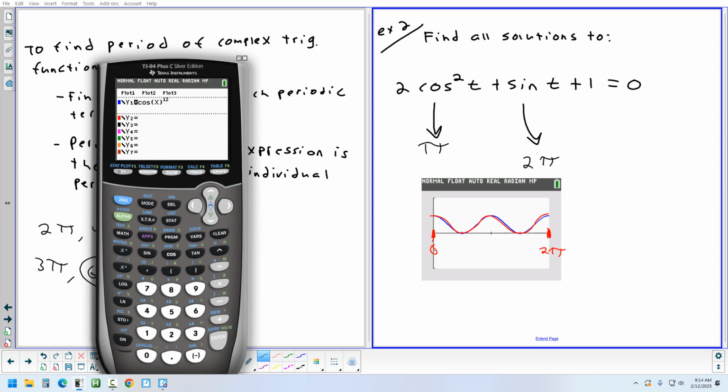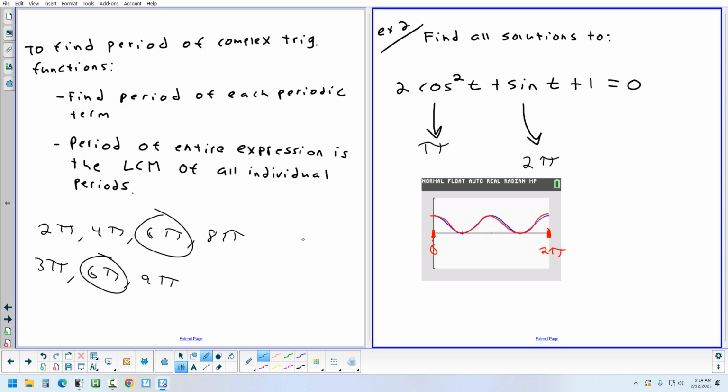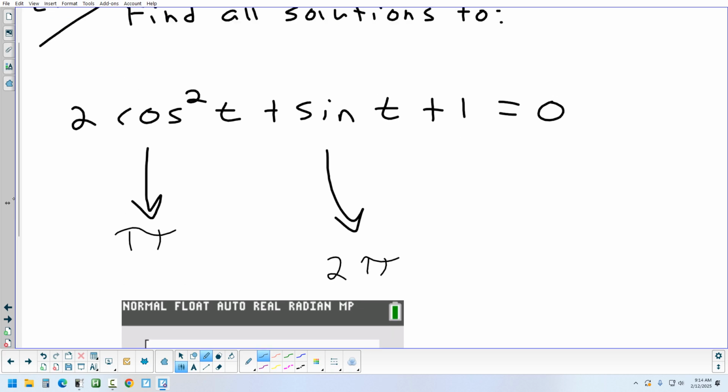So that's what cosine squared looks like, and it has a cycle of pi. So what would be the least common multiple of pi and 2 pi? 2 pi. Okay. So now that tells us a lot of things. It tells us what we need to set our window to see one full cycle, and it tells you what you need to put on the end of every answer, plus 2 pi n. That's the cycle. Okay, so that's the first step.